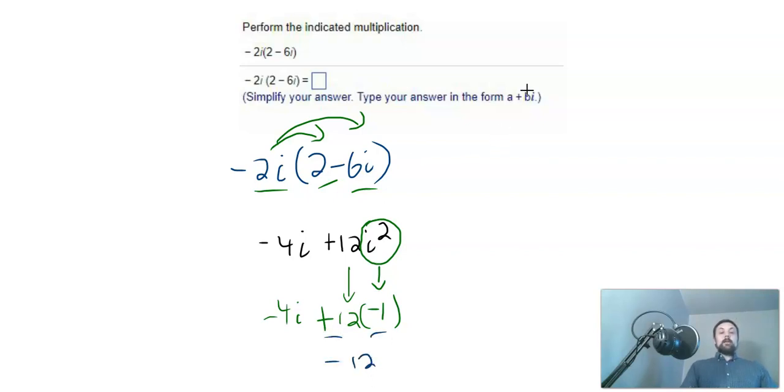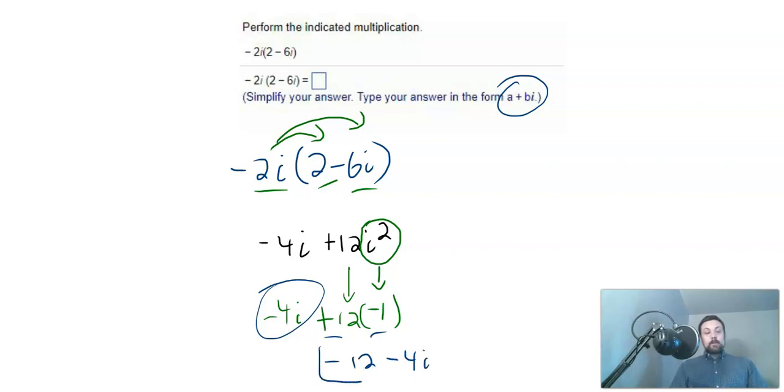And then notice that the directions are pretty explicit. I don't know how picky they are, but it wants the answer in the form of a complex number, a plus bi. It wants the real part first. It wants the imaginary part second. And so the real part here will be the negative 12, right? There's no imaginary component to that. The imaginary part's the negative 4i, so that should go second. So I'm going to write it after the negative 12. And so this would be my answer.